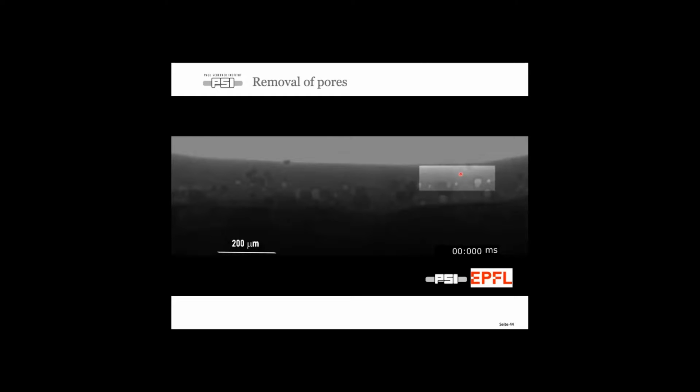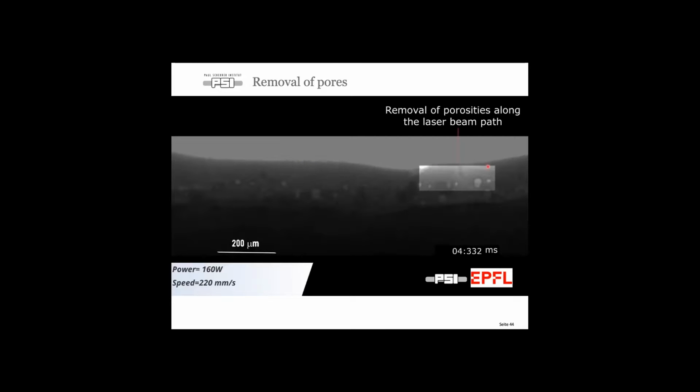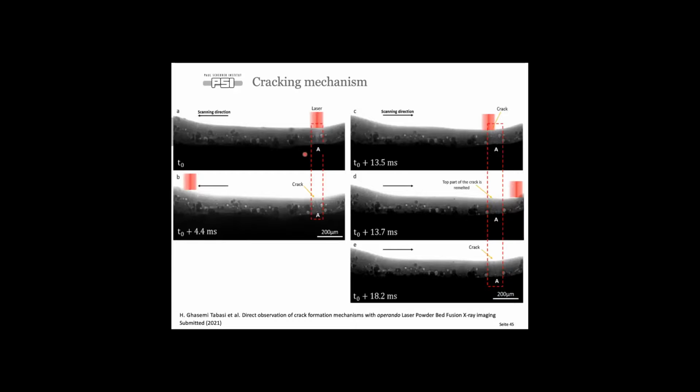The other thing we can see is actually the removal of those pores. So we can see the laser beam coming here from the right, and then some of these pores will actually be removed. So these are the typical things that we can observe in this radiography experiments. So let's look at some of these things in a bit more detail.